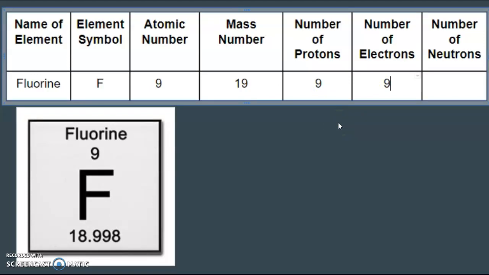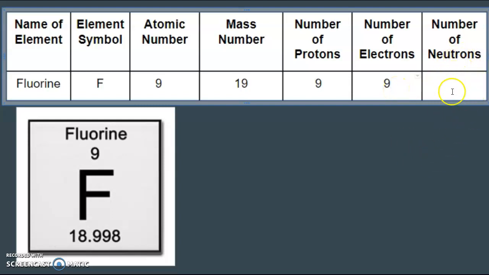If you remember back to when we did protons, neutrons, and electrons, or subatomic particles, protons have a positive charge. You can remember P, protons positive. So our protons have a positive charge, our electrons have a negative charge. So in a neutral atom, our positive charges have to balance out with our negative charges. So overall, this atom does not have any charge because its positive charges, 9 protons, balance out with its negative charges, the 9 electrons.